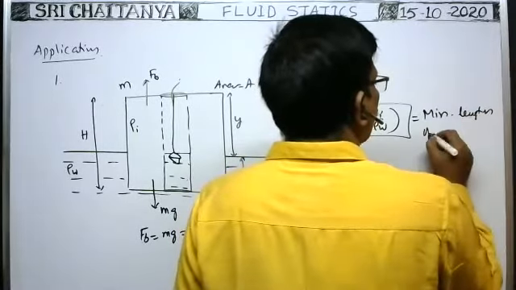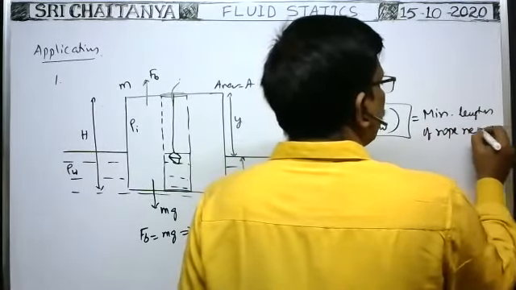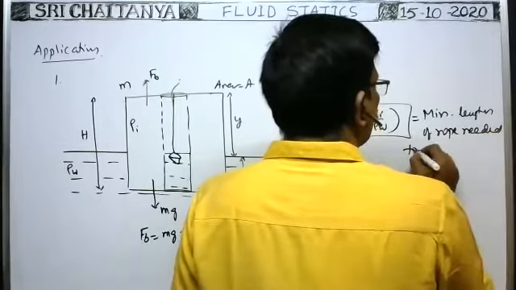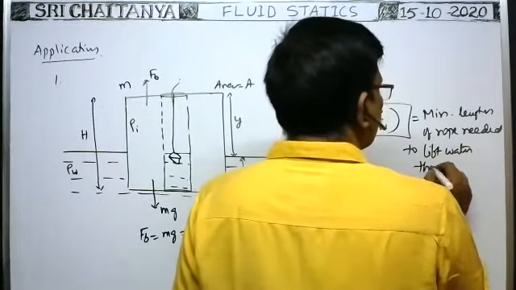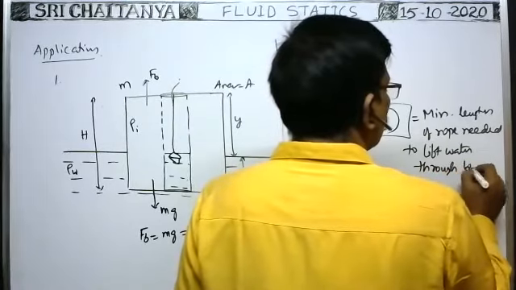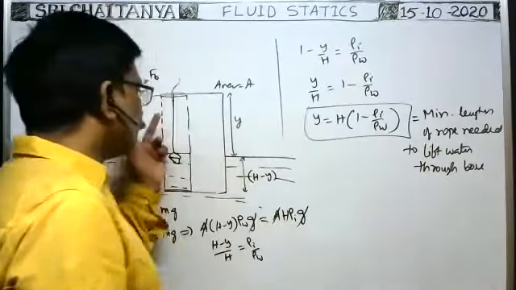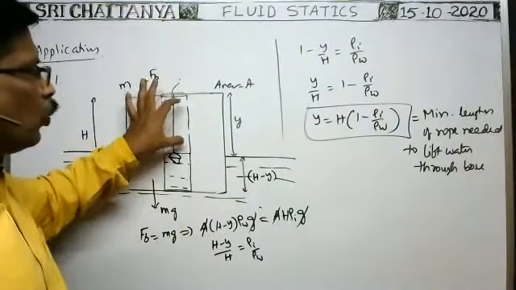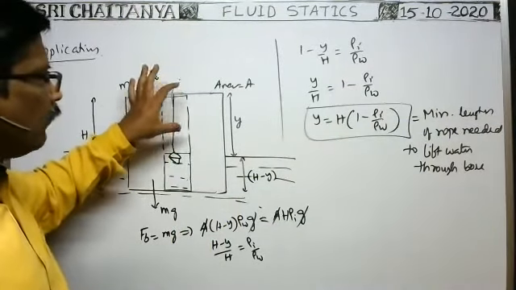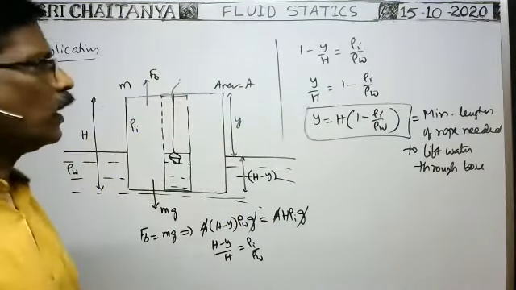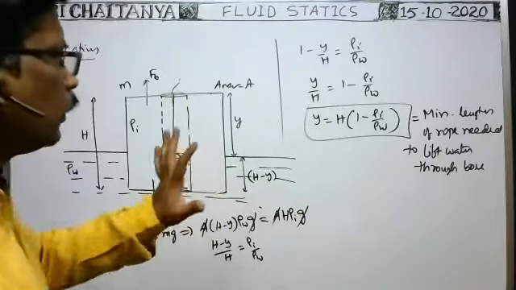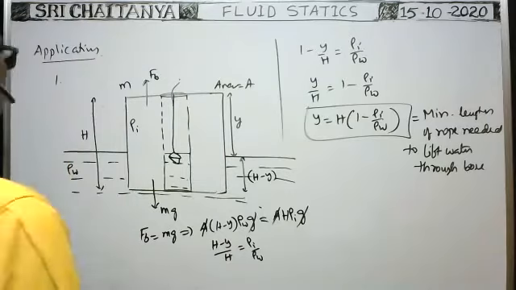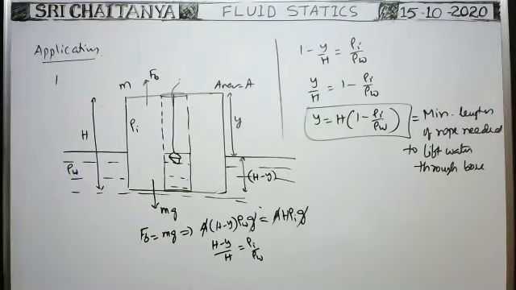Minimum length of rope needed to lift water through the bore: to lift the water through the bore, the minimum length of the rope needed is equal to the height of the ice block above the surface of the water. So in this way we can calculate. Of course, this is a simple concept, but an important one. Okay, next.